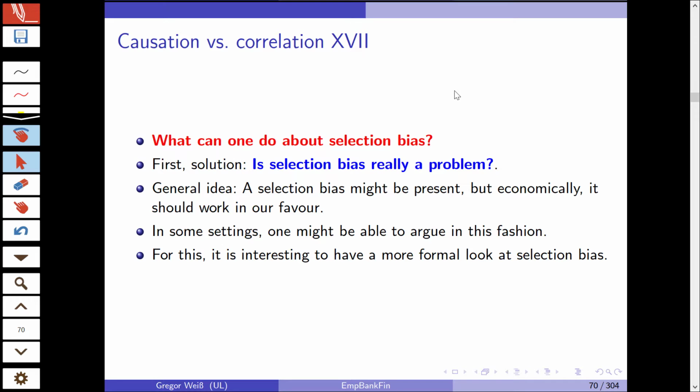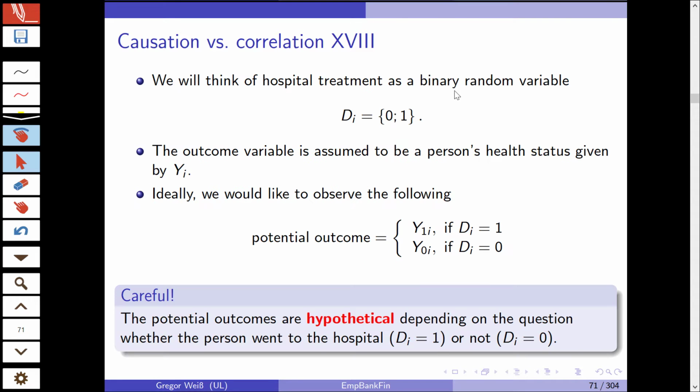And for this, it is interesting to have a more formal look at the selection bias. So we will think of hospital treatment as a binary random variable. So D_i is the treatment of person i. And if D is 0, you get no treatment, and if it's 1, you get a treatment.